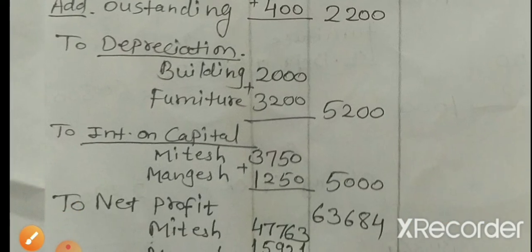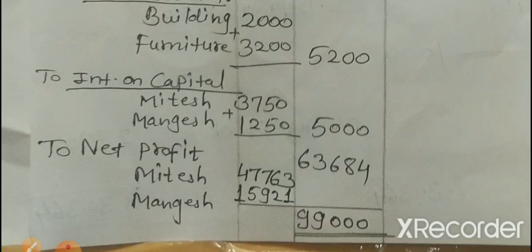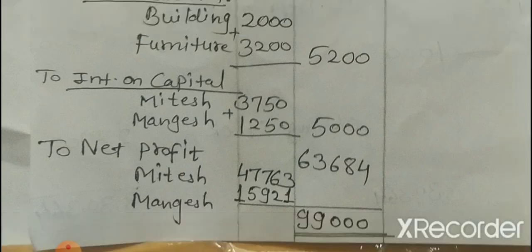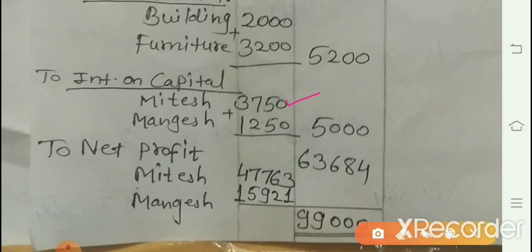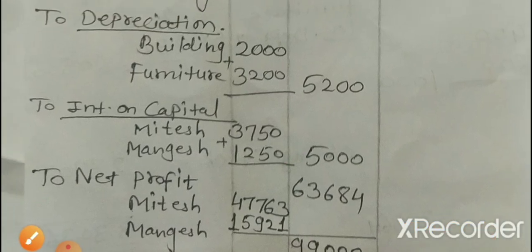Then as per our adjustment we provided interest to partners capital, that is adjustment number 7. See, we have written here interest on partners capital. Mitesh 3,750, Mangesh 1,250. By this way total interest we have provided 5,000. This interest on capital of partners is expenditure for the firm, that's why we have written it on debit side of profit and loss account. Second effect, we wrote it on credit side of partners current account.